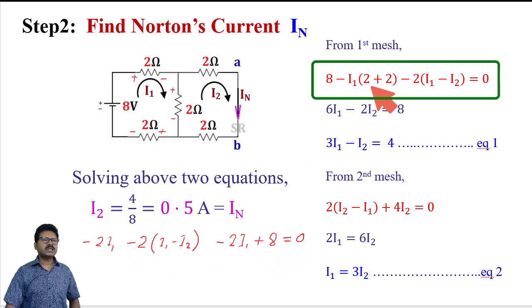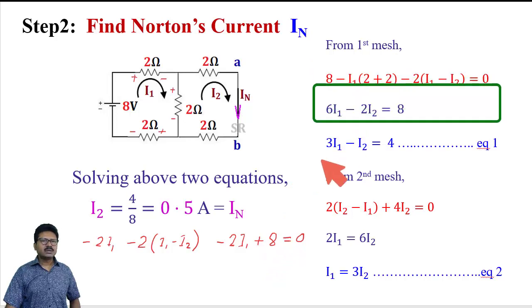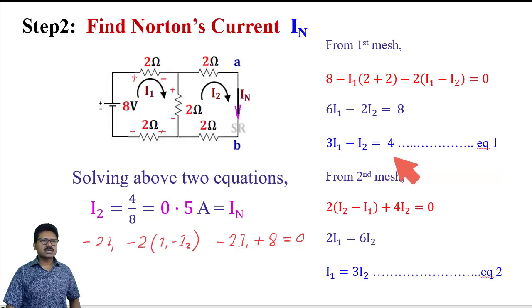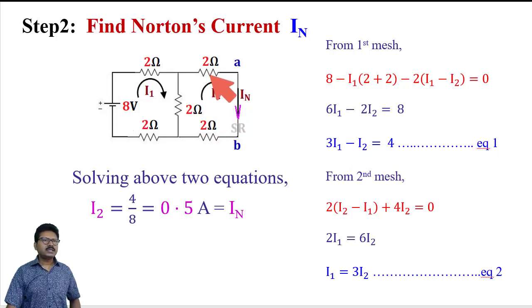So this is that equation, and after simplification we get 3I1 minus I2 is 4. This is the first equation. Now from the second mesh, the potential drop across this 2 ohm, the potential drop across this 2 ohm and the potential drop across this 2 ohm, the summation of all these three is 0.